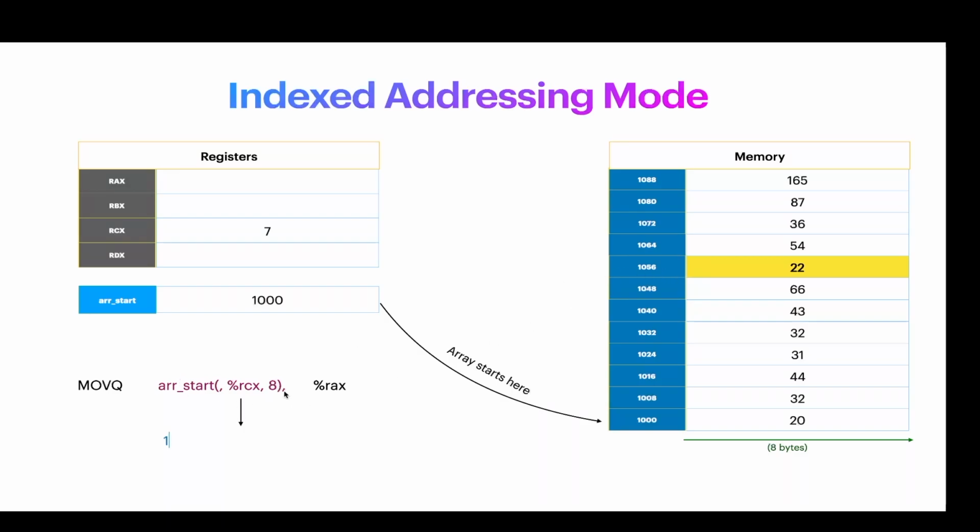And let's see. So it goes to 1000. Array start is 1000 plus RCX, which is 7 times 8, is 56. 8 is the width of the data. So 1000 plus 56 is 1056. And that's how the 7th index, 1056, gets moved to the RAX register. That's indexed addressing mode. It is used to access collections of data, typically arrays or strings, and move through one after the other and start operating on that data.